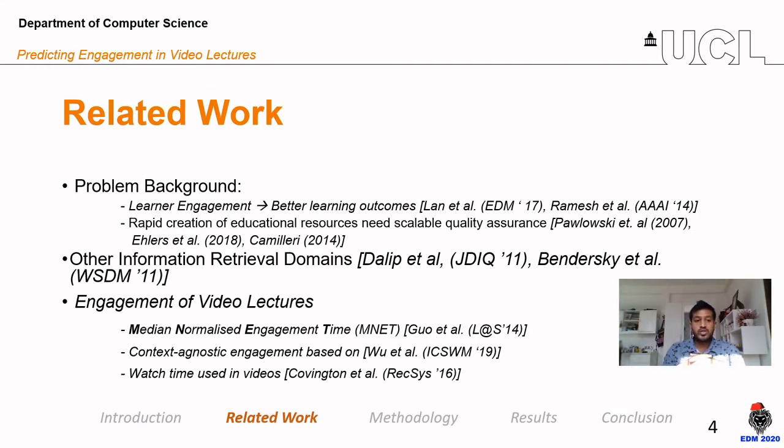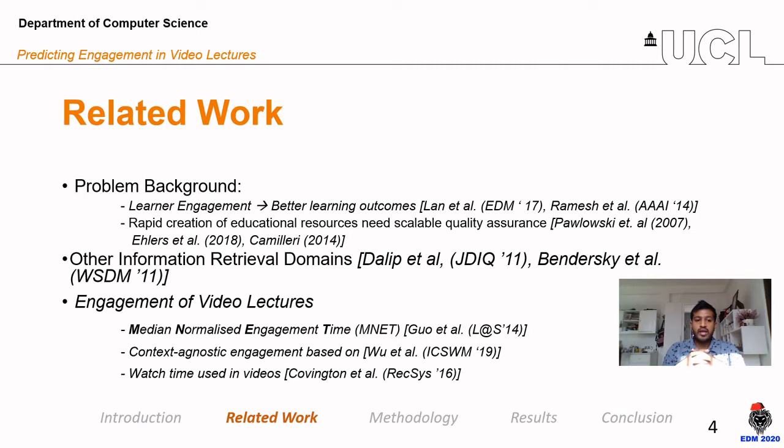When we look at literature outside education, in domains such as information retrieval, we can see that machine learning models have been used to predict quality or to predict engagement. Some examples are that it has been used to predict the quality of Wikipedia articles, and there has also been work that tries to predict the engageability of YouTube lectures.